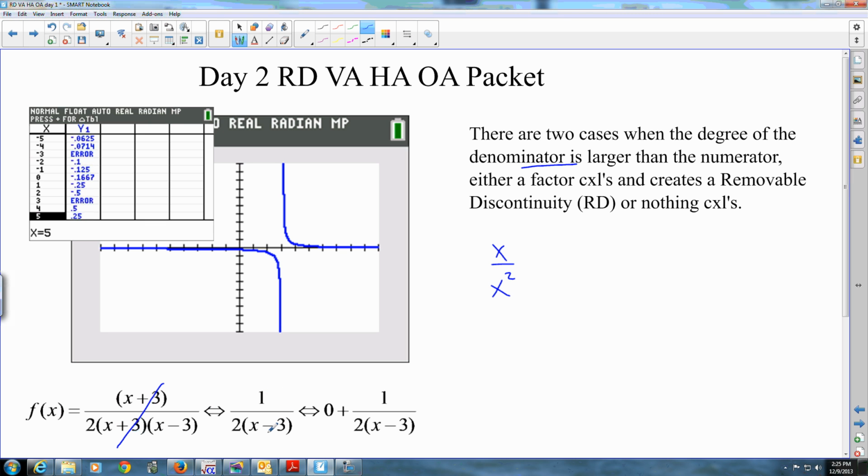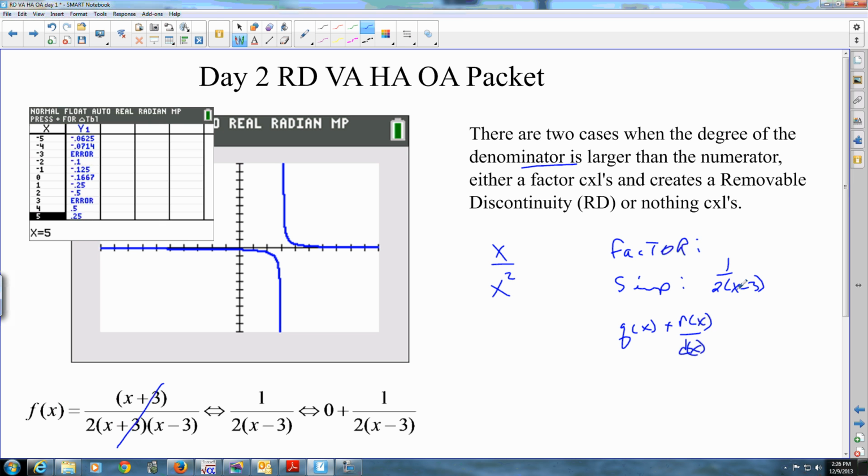Now, if I asked you guys to divide the bottom into the top, remember, the first thing I ask you to do is factor it. Second thing I ask you to do is then simplify it. Then the third thing was the q of x plus the r of x over d of x. So, we're at the simplified stage, 1 over 2x minus 3.